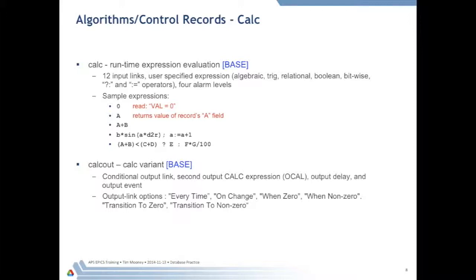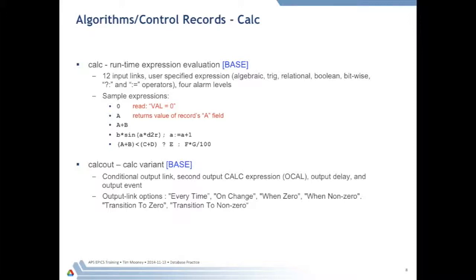The calc out record is different from calc in that it has a conditional output link, which is really useful in writing databases. So you can say, I only want the output link to fire and write the calculated value if it meets some criteria. And the criteria is expressed in the form of a calc expression. And then there are output link options. You can say every time, which means no matter what, write this value. Or you can say only if the value has changed or only when it's 0.